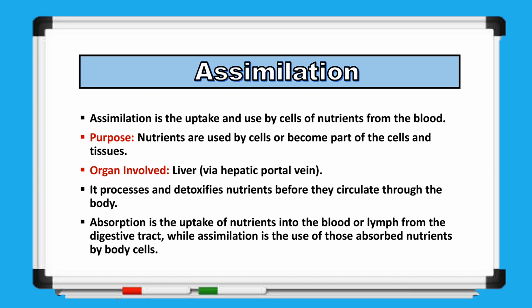Absorption is about taking nutrients into the blood or lymph from the digestive tract. Assimilation, on the other hand, is about how the body's cells actually use those absorbed nutrients.